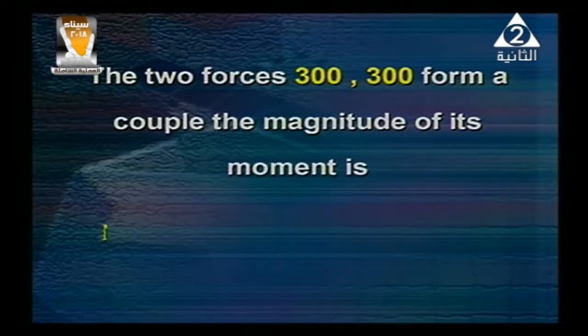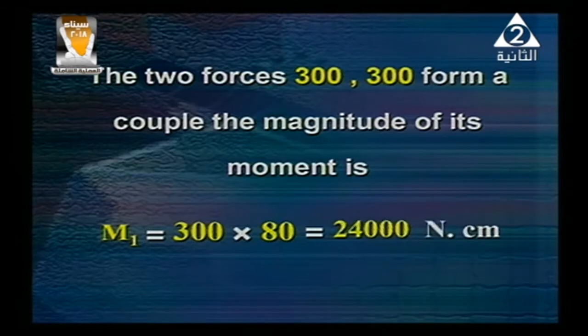Then the two forces 300 form a couple. What is the magnitude of its moment? The magnitude of its moment equals 300 times the distance, which equals 300 times 80, equals 24,000 Newton centimeter.